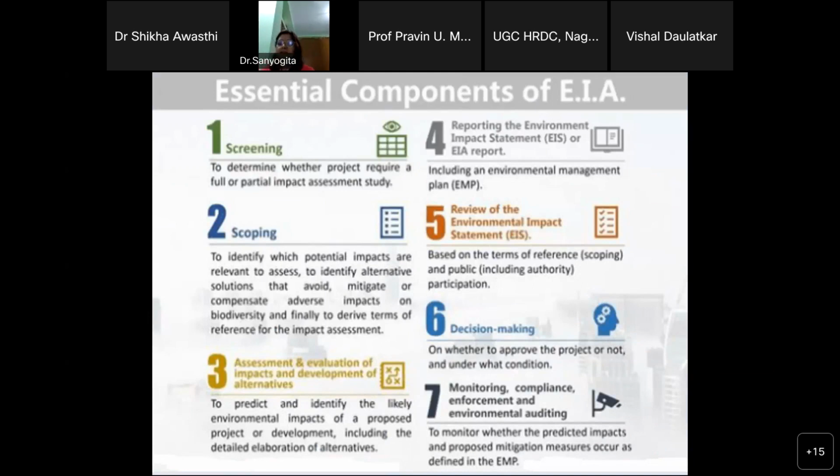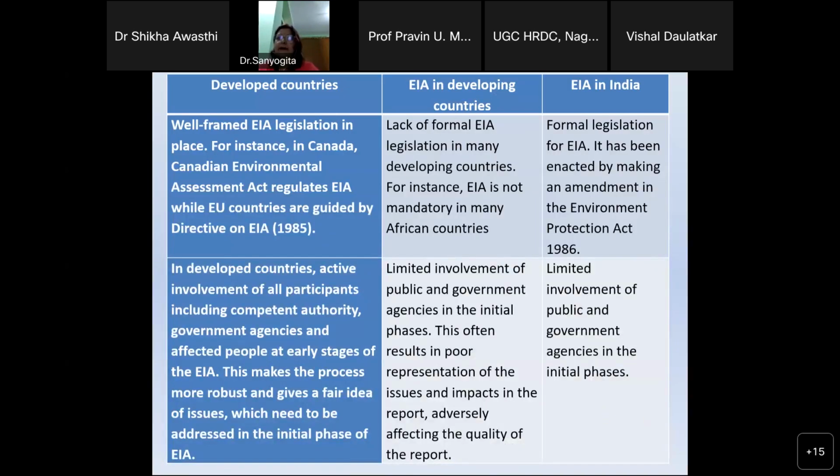So in this way, the flow chart starts from the screening and ends with the monitoring, compliance, enforcement, as well as the environmental auditing. These are the comparative study. The developed countries, I'll go very briefly here. The developed countries have very well-framed EIA legislation, whereas the developing countries are lacking. Here, in reference to India, the formal legislation for the EIA has been enacted, as well as the amendments brought to make it more stringent.